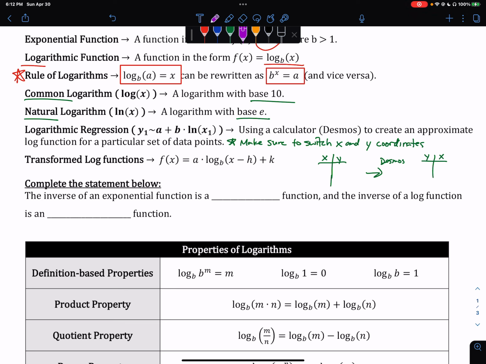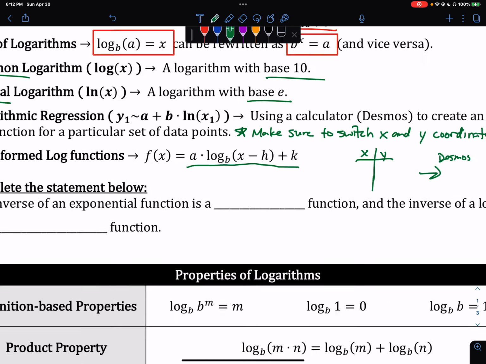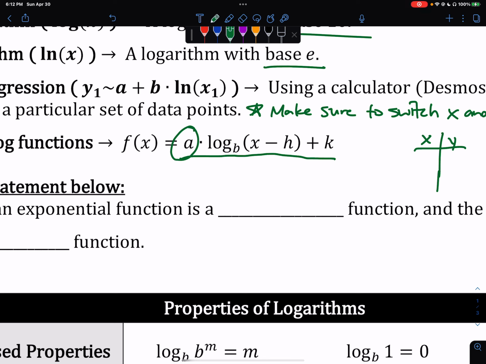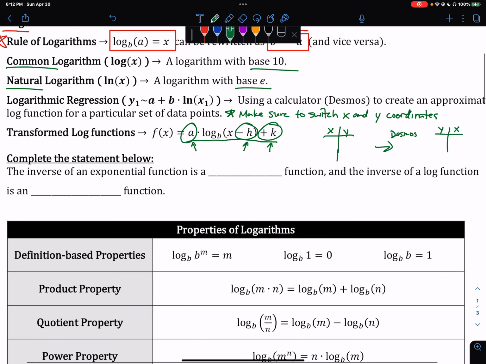And then lastly here, we did talk about the transformations of logs. I didn't put all of the notes on here. You may need to go back through the chapter to look for those if you still don't know them. It's mainly just focusing on what a, h, and k each do for our function. A tells us two different things, our reflection and our shape. H tells us our horizontal shift, and k tells us our vertical shift.